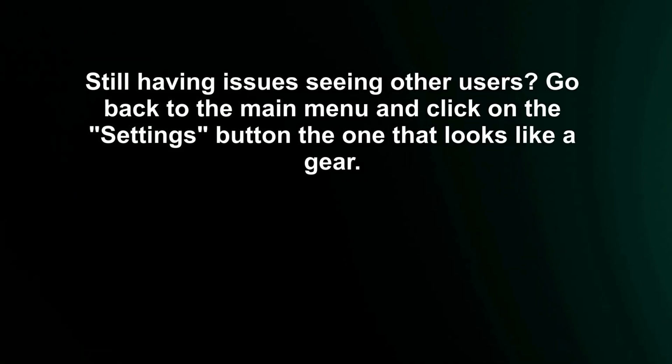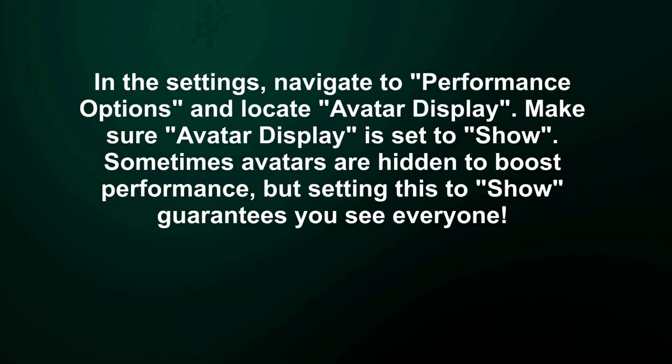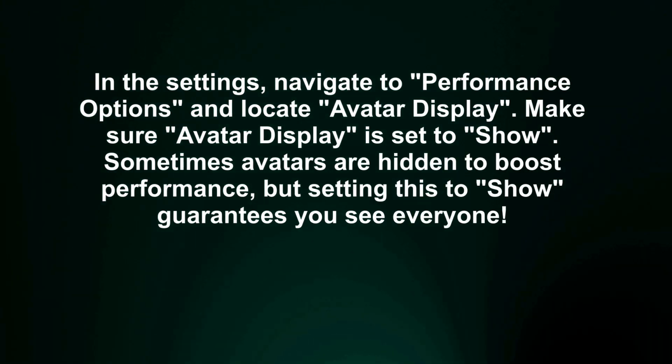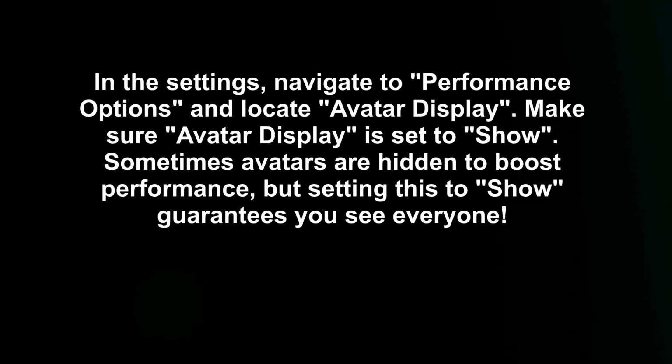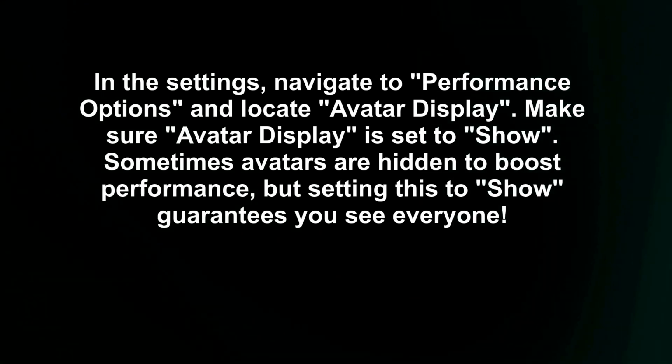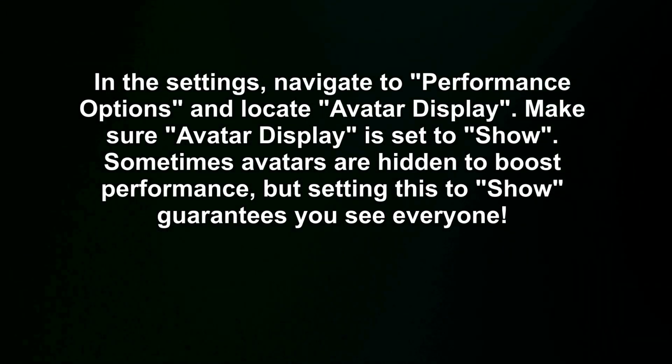Still having issues seeing other users? Go back to the main menu and click on the settings button, the one that looks like a gear. In the settings, navigate to performance options and locate avatar display. Make sure avatar display is set to show. Sometimes avatars are hidden to boost performance, but setting this to show guarantees you see everyone.